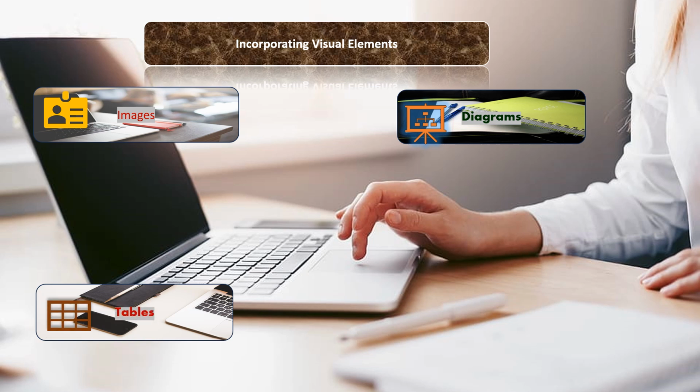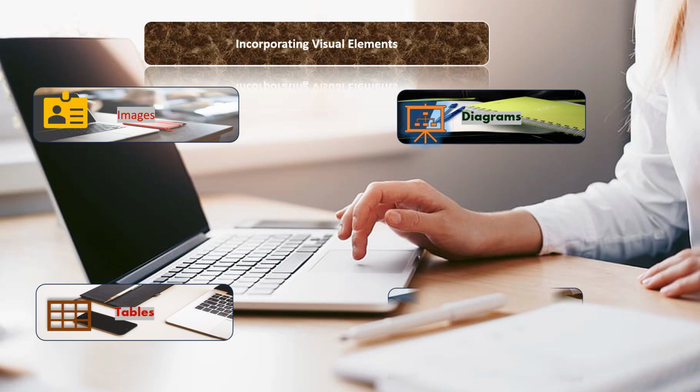Then use the tables. Tables are very important. Tables are helpful for presenting the data, comparing the features, and organizing the information in a clear and concise way. Suppose I want to compare the features of two products, then a table is very important. With the help of a table, I can compare the features of both the products very easily.